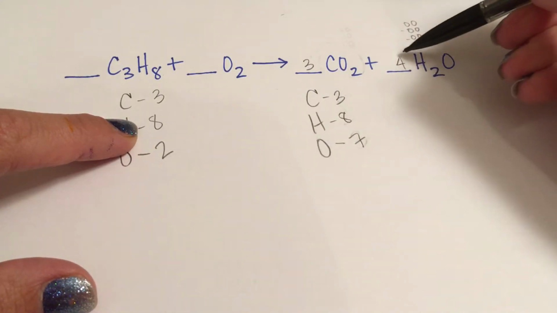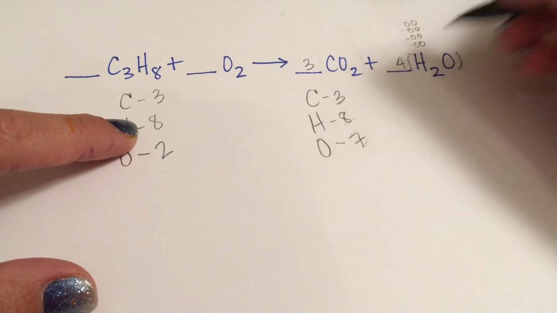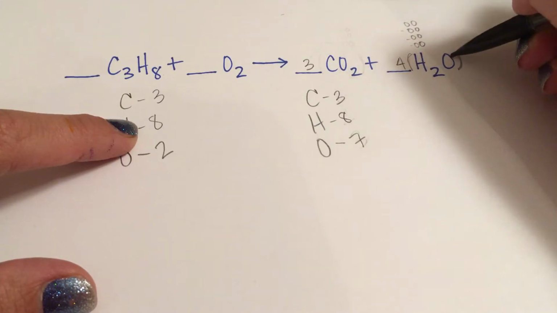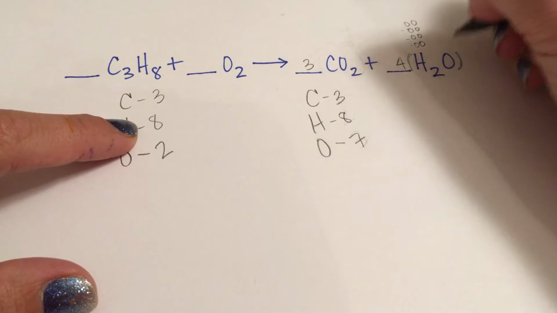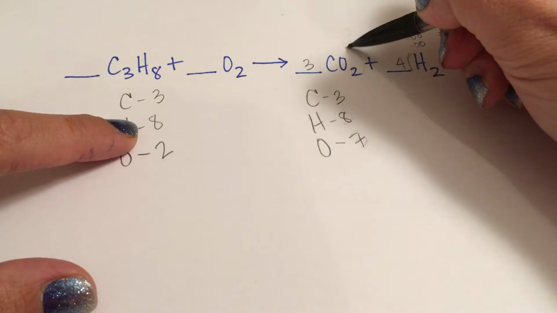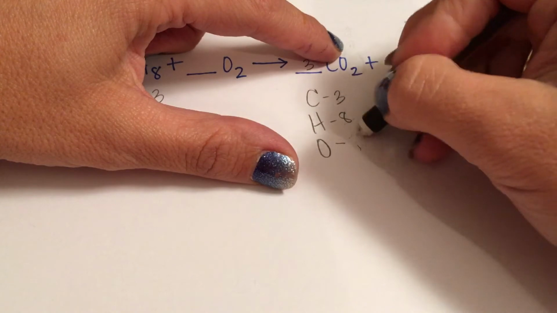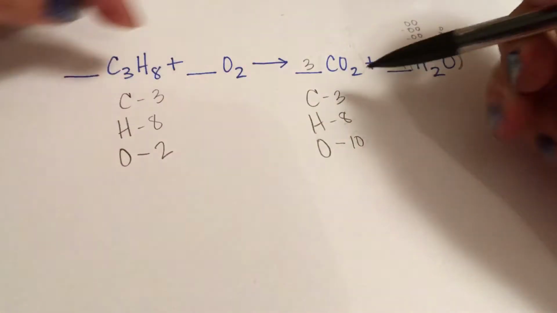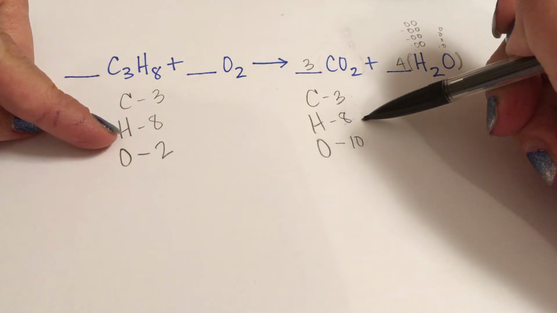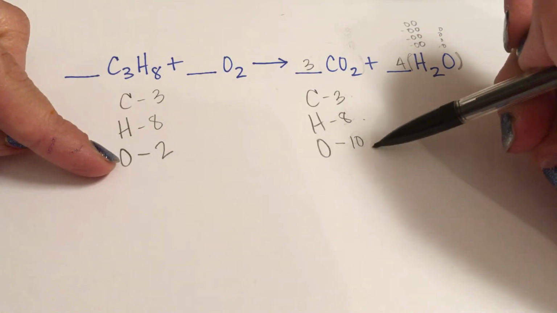But we also have to take into effect that this coefficient, again, because of algebra, gets applied to the entire molecule. So we've got our 4 H2s, which is 8, but we also have 4 oxygens going on over here. So these 4 oxygens we have to also apply to these 6 oxygens that we have. So the 6 plus the 4 is going to equal 10. So now we've got 3 carbons, they totally match. We've got 8 hydrogens, they totally match. And then we've got 2 oxygen over here and 10 oxygen over here.